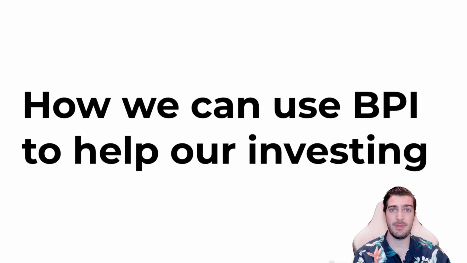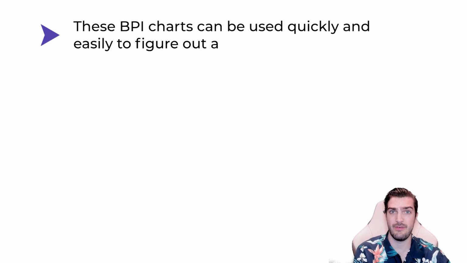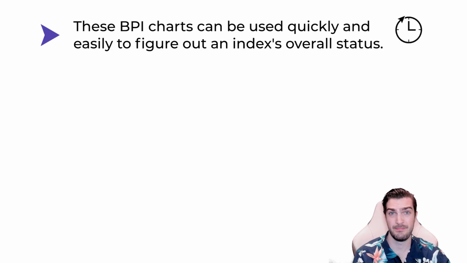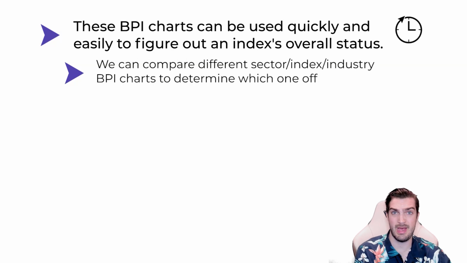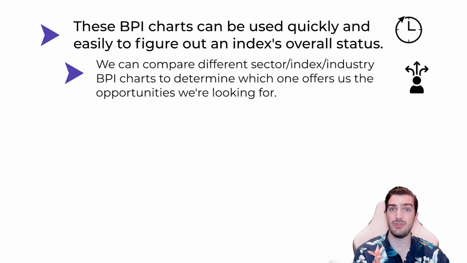But let's get back to the content now and talk about how we can use these different zones to help gain more information about the market. As investors, these BPI charts offer us a quick and easy way to understand the condition of a particular index or group. We can use this to our advantage, where we get to save lots of time not having to dig between individual charts and instead compare and contrast different sectors, ETFs, or markets to find which ones offer us the opportunities that we're looking for.